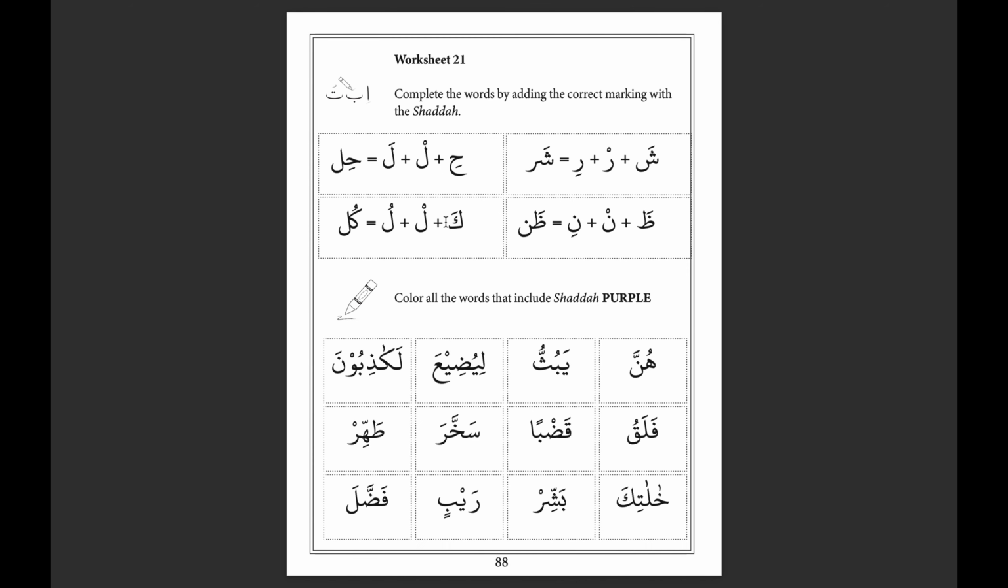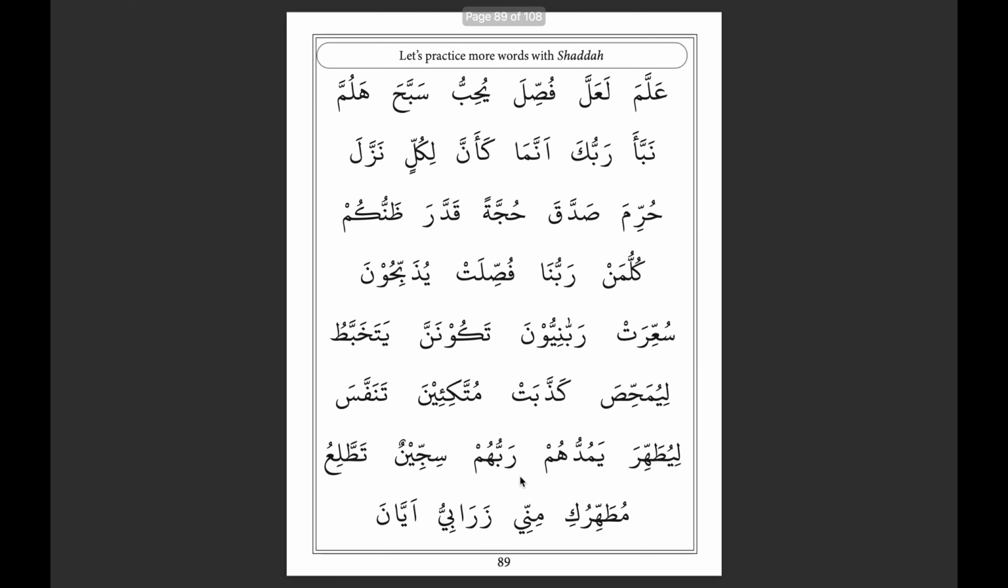And we will have a worksheet here so you can really put it into practice. I want you guys to figure out what the tashdeed would look like on here. So you're going to put the shaddah, and you're going to be putting the marking that will pair with that shaddah. So for example, here we have shar, and then we have ri, sharri. So I would put a tashdeed here, and I would put a kasra, an e sound underneath it, and that would be the equation, and that would solve this one. Do the same thing with these over here, and any words that have shaddah here, so we recognize the shaddah, we're going to color purple, and that is going to be the worksheet.